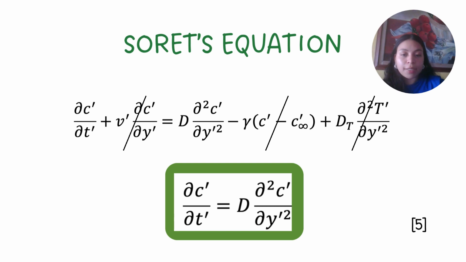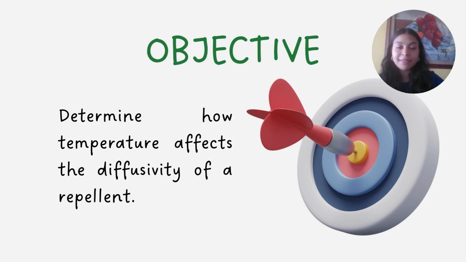However, as our system is in a steady state and there is no temperature change inside the control volume, and the thermodynamic coefficient is neglected due to there is no thermal exchange between species, we have to eliminate these three terms and we obtain this simplification of the equation. With everything said in the introduction, our objective in this lab practice is to determine how temperature affects the diffusivity of our repellent.